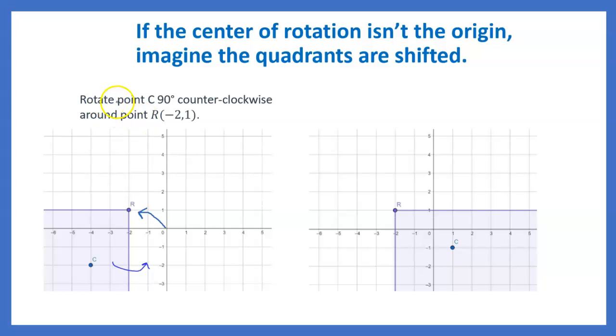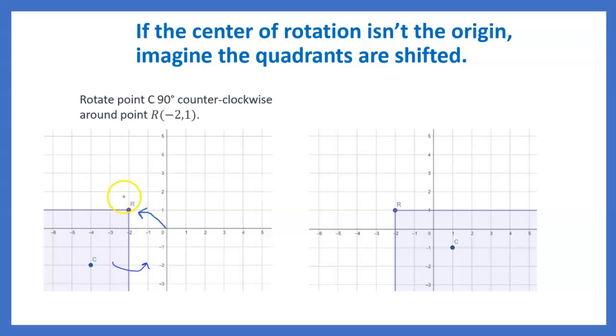This one says we're going to rotate point C 90 degrees counterclockwise. Remember, counterclockwise is this way. So we're down in this quadrant, we're going to move to that quadrant next. But we're going around point R, negative 2, 1. So instead of the origin, we're rotating around this point. So we can think of it actually the same way.